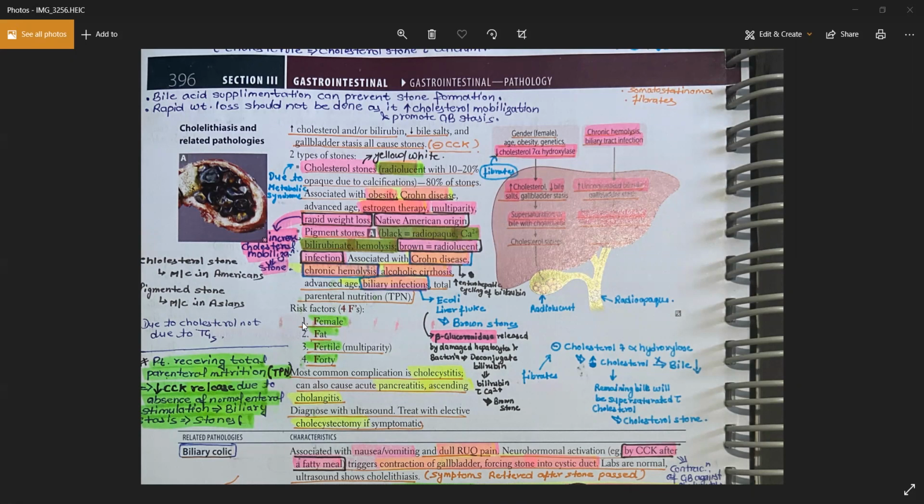Okay, I see what you're saying now. Yeah. So for gallstones, remember female, fat, fertile, 40. Well, you don't actually need to remember all of these things. Just remember the causes. We have discussed every cause in detail, right?